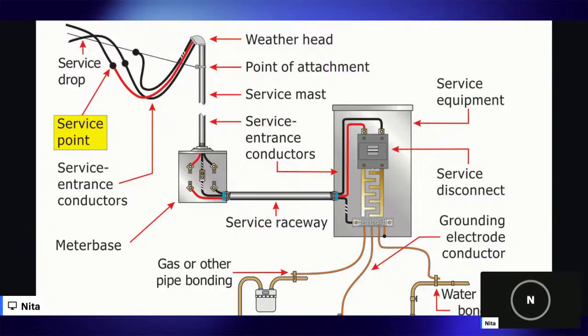So from our service mast to our meter base that holds our actual meter, and then into our service equipment. This is what you know to be your panel box. This is where the electricity is going to get distributed throughout the house. From that main panel, you have branch circuits that carry electricity to your outlets, your lights, your appliances. We'll talk about that in a second.